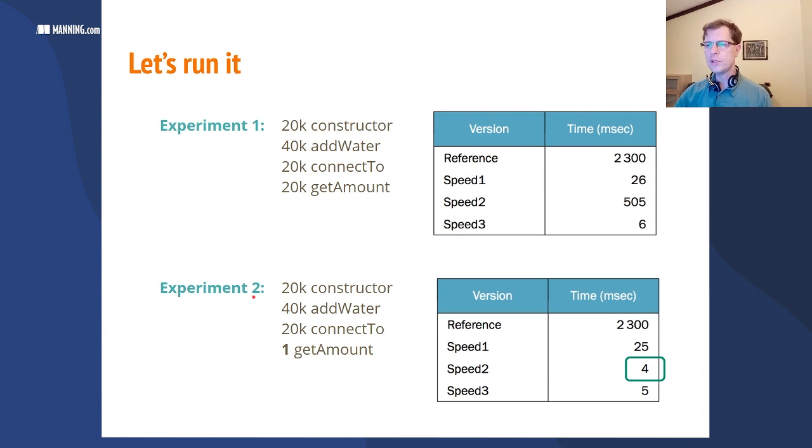It may be interesting to do a quite different experiment, where I only do one final call to get amount. And this is the best possible scenario for Speed 2. Speed 2 is the lazy implementation that delays all the heavy operations until you actually call get amount. And this laziness really pays off in this scenario, because here Speed 2 manages to be even a little bit faster than Speed 3. So this proves that the usage profile, how your clients are going to use your class, can have quite a big impact on your numbers, on your practical performance.